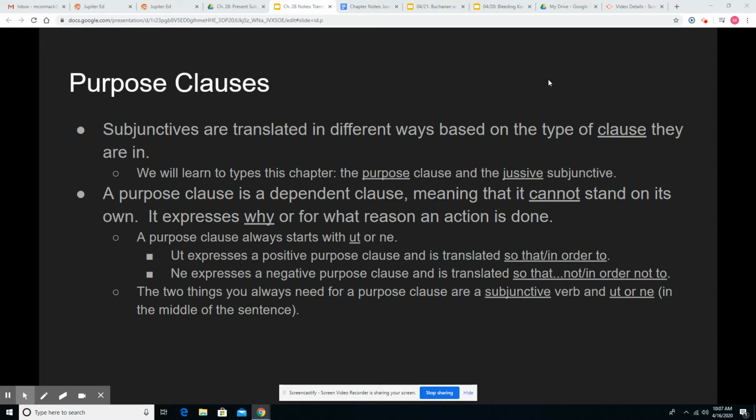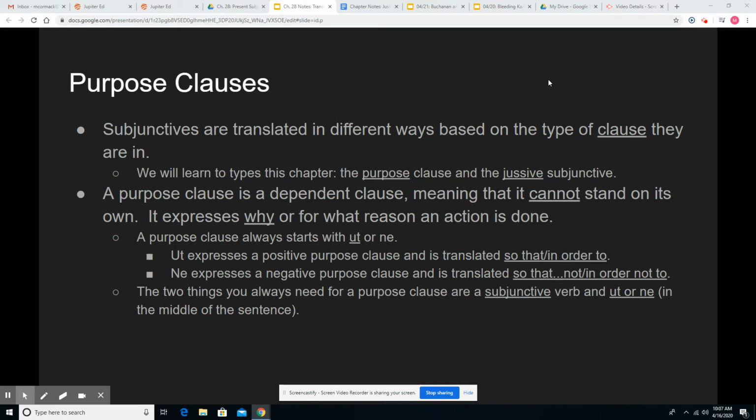So we'll learn two types in this chapter, the purpose clause and the jussive subjunctive. So those first three blanks, we need clause, purpose, and jussive subjunctive. They're all the ones that are underlined on this slideshow. A purpose clause is a dependent clause. So dependent clause means that it cannot stand on its own. So we cannot have a purpose clause that is the entire sentence.